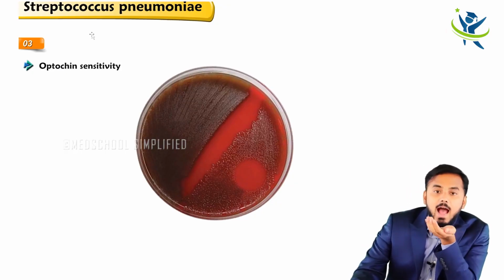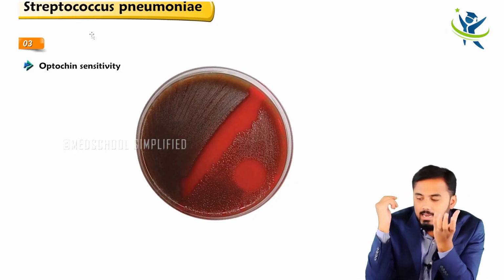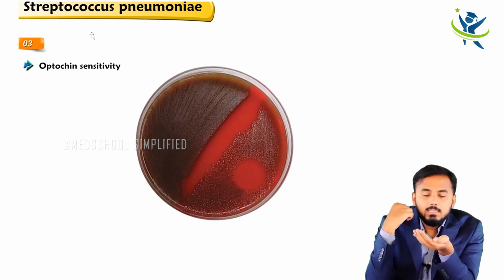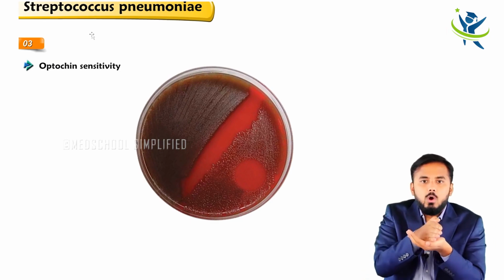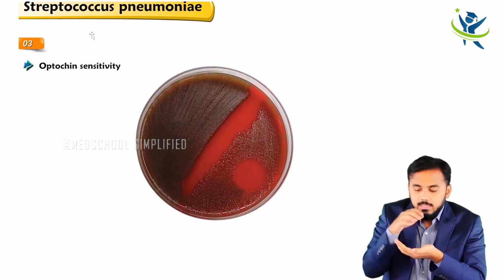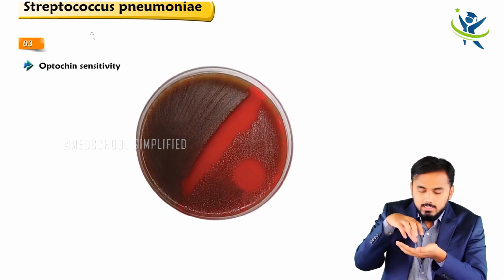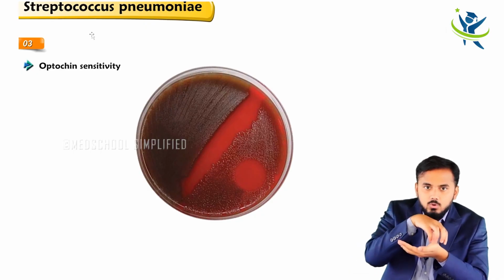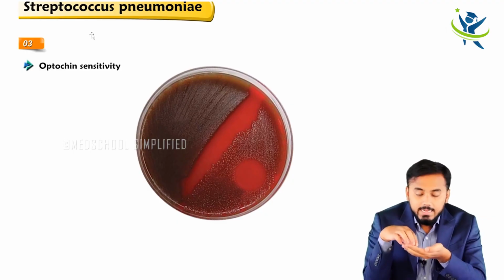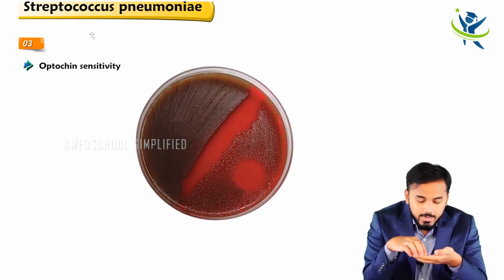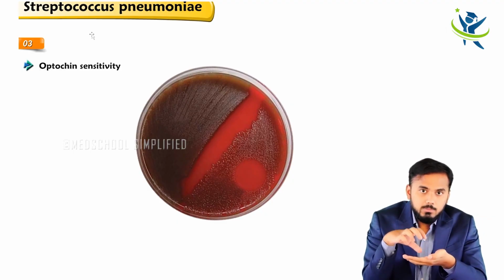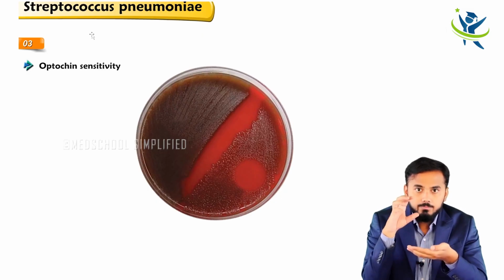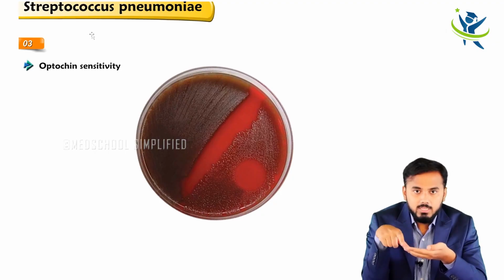Now in this, I have taken a slide like this, right? I have divided this slide into two halves like this. This is called the right half. This is called the left half. In the right half, I have added a bacteria called Streptococcus mitis. Okay. I have added one bacteria on the right side.